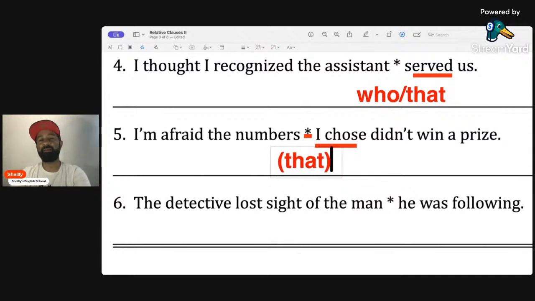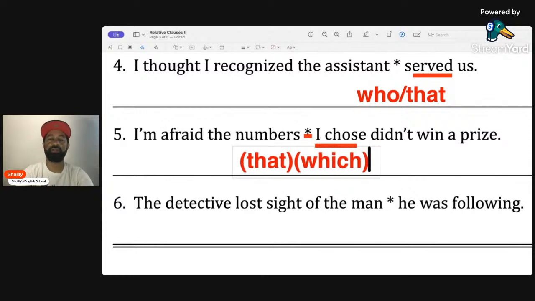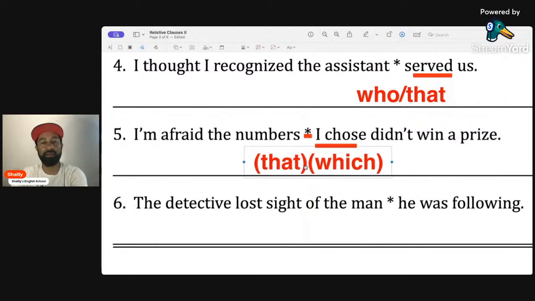I'm afraid the numbers that I chose didn't win a prize. Or, of course, if you wanted to say which, it's also okay. But again, I've put it into the brackets, means you don't need it. It's not necessary. I'm afraid the numbers which I chose didn't win a prize.